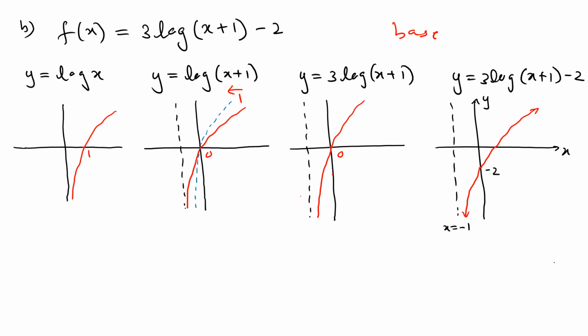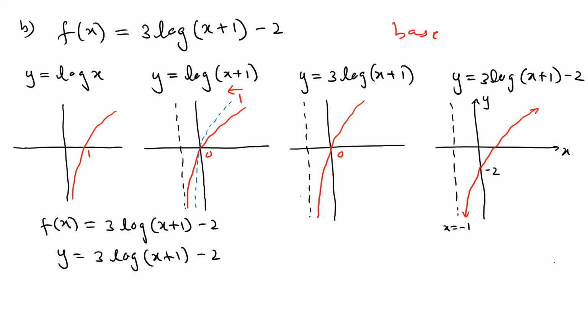And then we can also find the inverse using the 4-step method. So we start with f(x) equal 3 log(x plus 1) minus 2. The first step is we replace f(x) by y, so we have y equal 3 log(x plus 1) minus 2. Then we switch the 2 variables, so we can write this as x equal 3 log(y plus 1) minus 2. The goal is to isolate the y term.